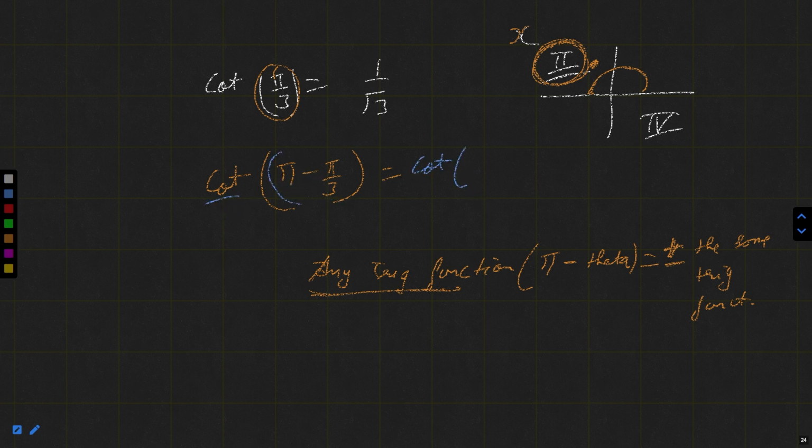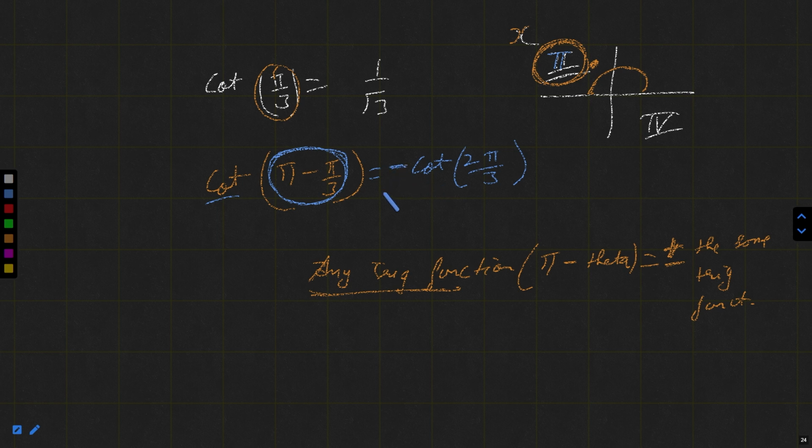Pi minus pi by 3, we are in which quadrant? In the second quadrant. So cot is equal to what? We know cot in the second quadrant is negative, and if you solve this, what you will get is 2 pi by 3.